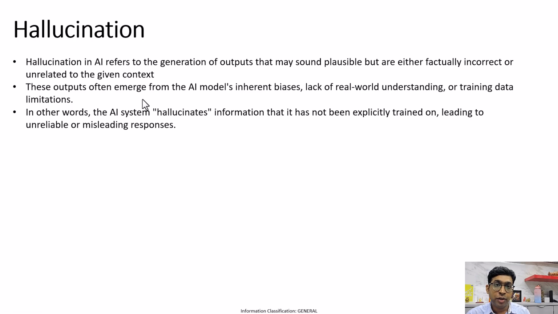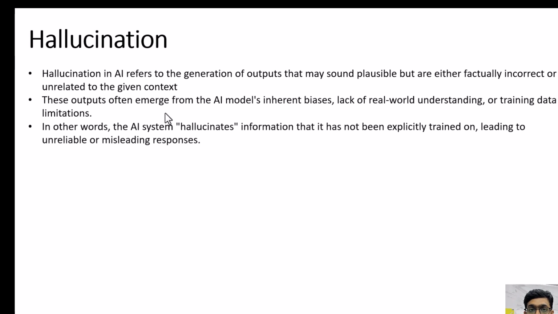So let's define formally what hallucination is. Hallucination is when a model generates an answer which looks correct, but factually it is incorrect or it's unrelated to the given context. This is happening because of AI models' inherent bias. It lacks real world understanding, or it has limitations in terms of training data.